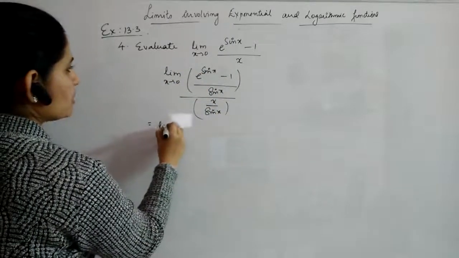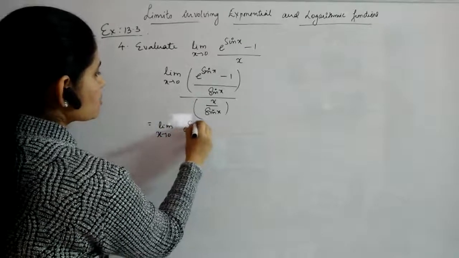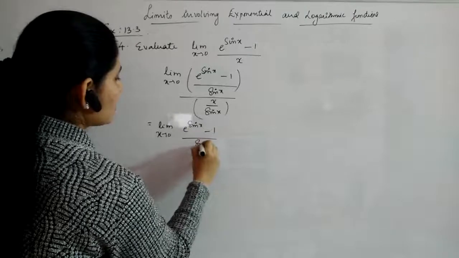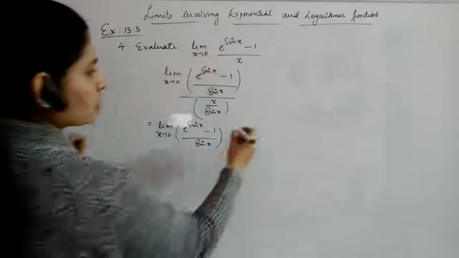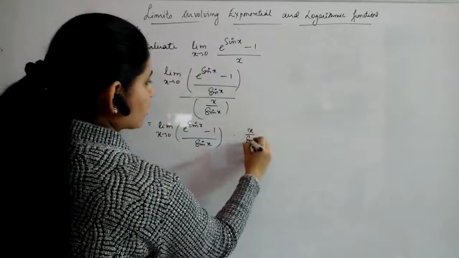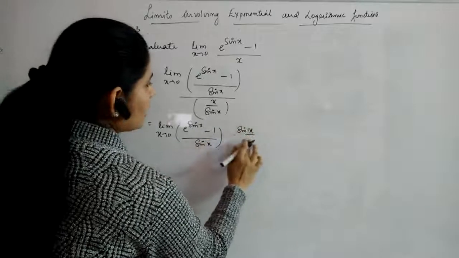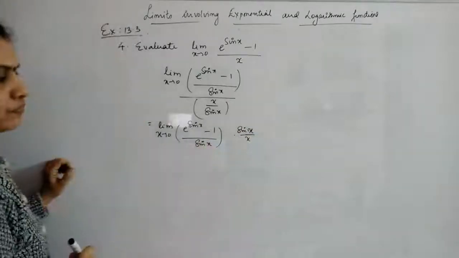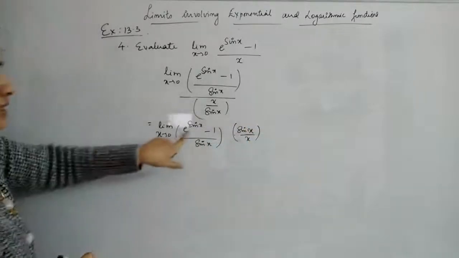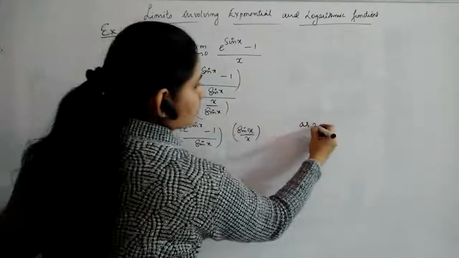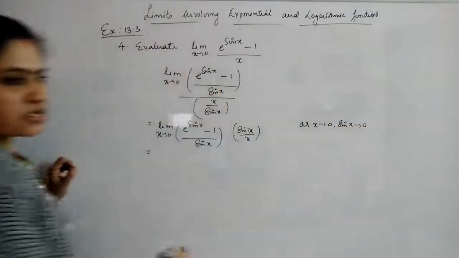Which is equal to limit x tends to 0, (e raised to sin x minus 1) by sin x, into, this can be written as a reciprocal so that it becomes sin x by x. Sin x by x. Now again you can apply the limit to both the functions separately. When x tends to 0, sin x will also tend to 0, right? When x is 0, sin x is also 0.